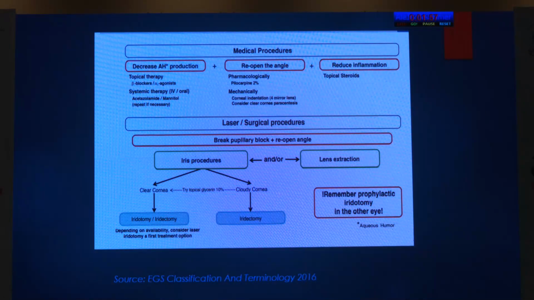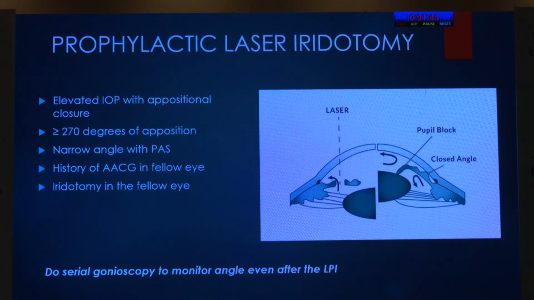After the pressure has come down to the lower 30s or higher 20s, then we can think of doing iris procedures in the form of iridotomy, iridectomy, or iridoplasty. And also remember prophylactic iridotomy in the other eye. Prophylactic laser iridotomy can be done in the cases of elevated IOP with appositional closure, greater than or equal to 22 and 70 degrees of apposition, narrow angle with PAS, history of AACG in the fellow eye, and iridotomy in the fellow eye.